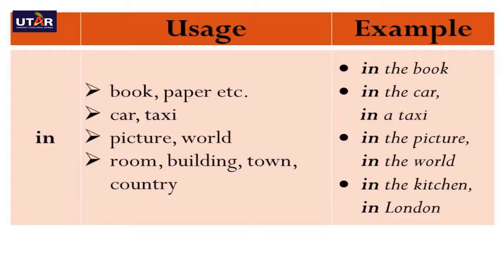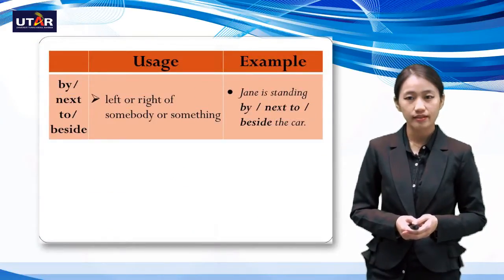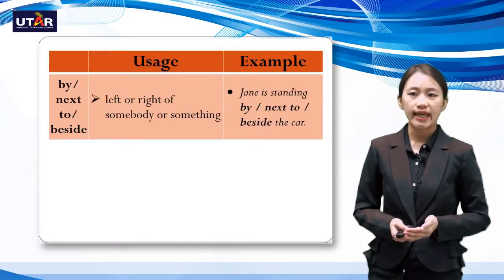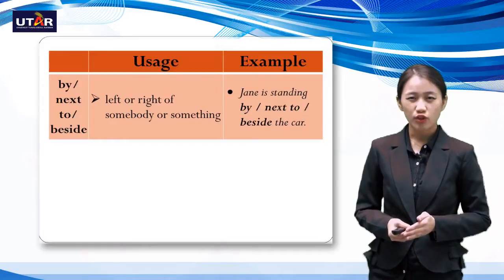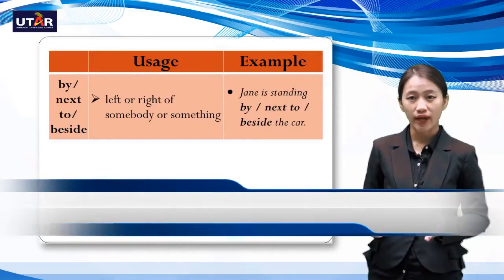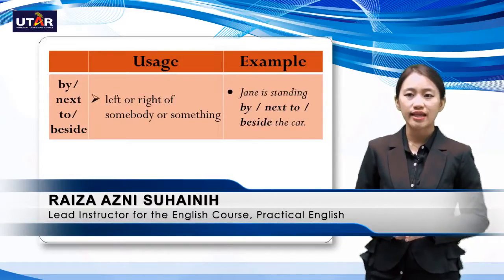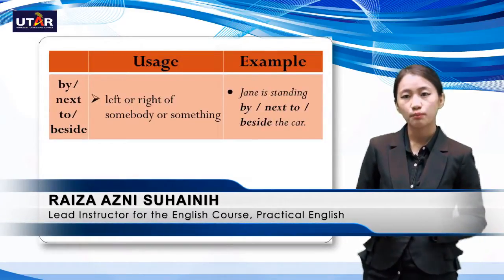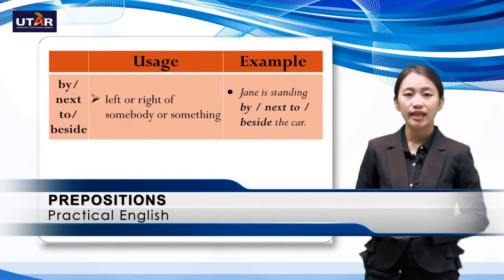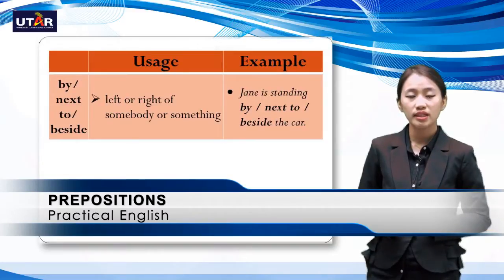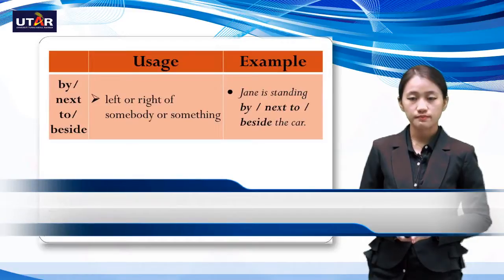Now, the next preposition would be by, next to, or beside. So basically, this indicates left or right of somebody or something. I'm not giving you a specific left or right, it can be left or right. So June is standing by, next to, beside the car. You can actually use any of these to indicate when something or somebody is on the left or right of the object.